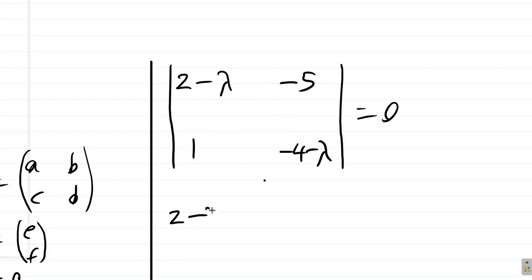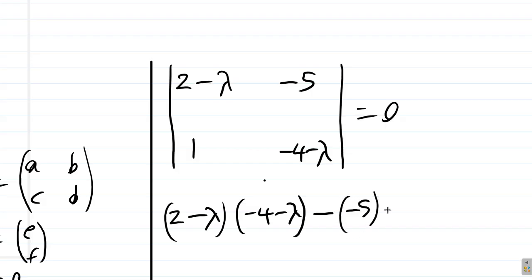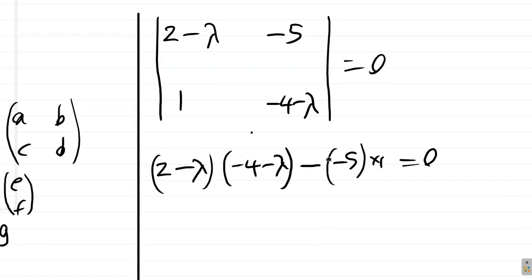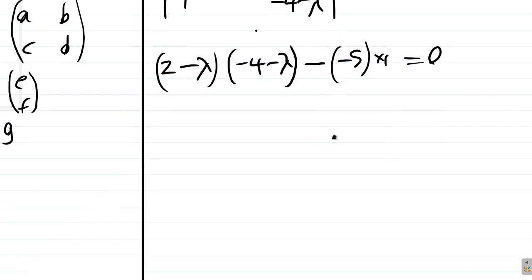So it's 2 minus lambda, negative 4 minus lambda, minus negative 5 times 1. And that is equal to 0. The determinant is equal to 0.